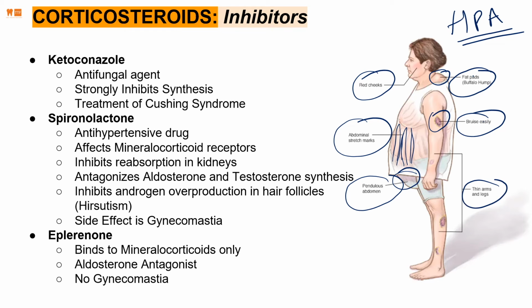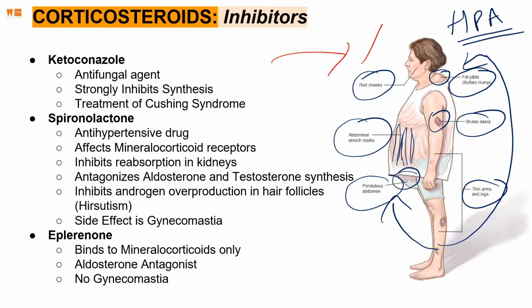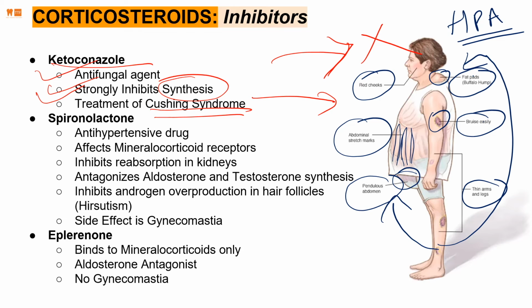And thin arms and legs, because all of that fat went up to different areas. Okay. Inhibitors, why? Because we want to prevent this from happening. So ketoconazole, an antifungal, strongly inhibits the synthesis of cortisol. Treatment for Cushing syndrome. This is Cushing syndrome. Treatment, ketoconazole.